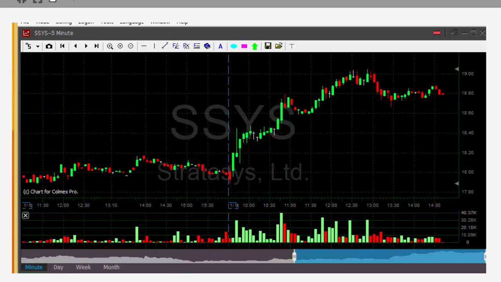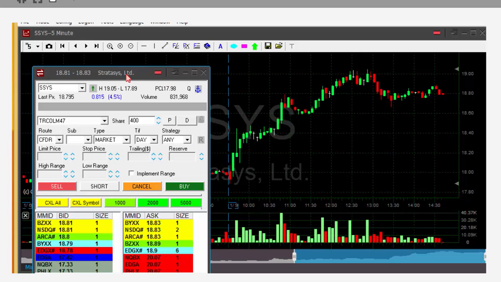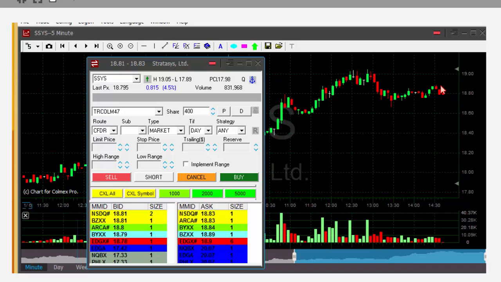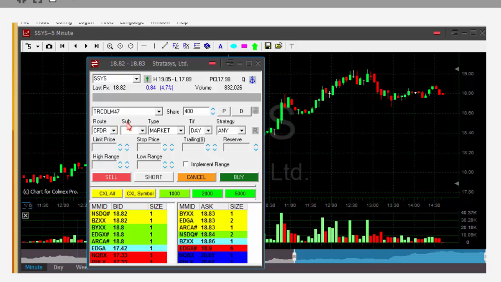So how in fact do I do that? One way of doing that is waiting for SSYS to reach 1890 right over here, and then just get ready with my quantity. Let's assume I want to trade 400 shares, okay? In my case, CFDs. Let's assume I want to trade 400 shares. I want to get in at 1890, so in fact I'm going to be watching the price here moving to 1890. There are several ways of doing that.